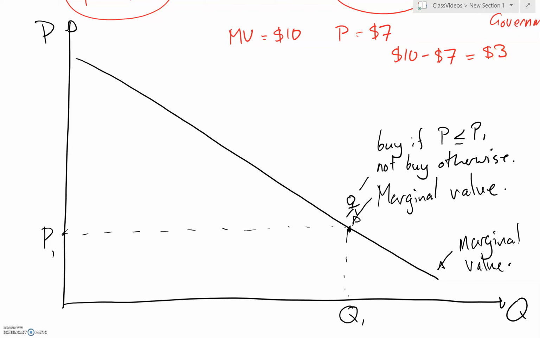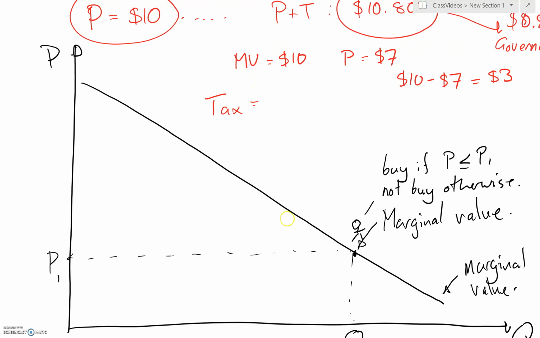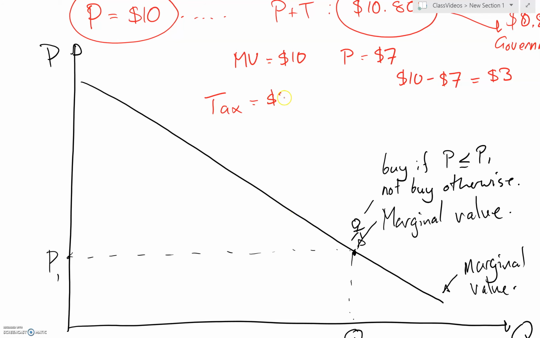But now suppose that there's a tax which is equal to $2. Okay, so now my marginal value is equal to $10. I pay $7 to the seller, and I also send $2 to the government.